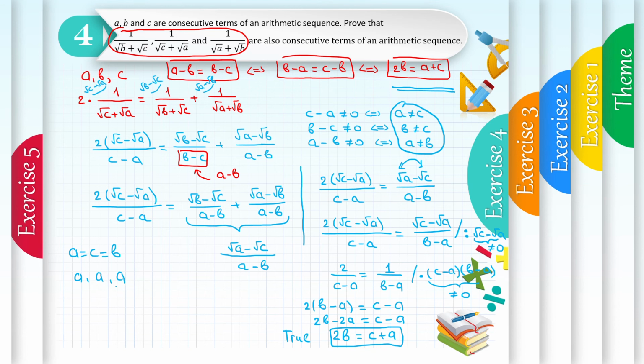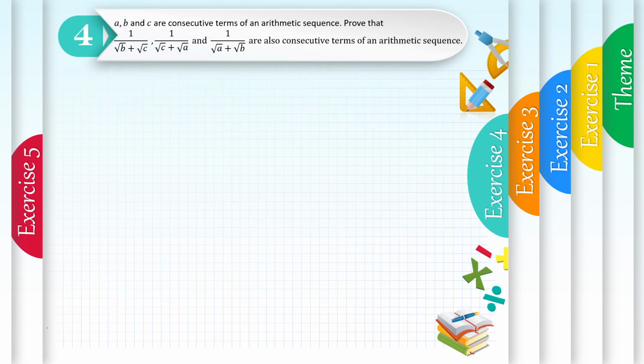and in case that a is equal to b is equal to c, then we have for sure that the terms 1 over the square root of b plus the square root of c will have the form 1 over 2 the square root of a. The second term will be the same, 1 over 2 the square root of a, and the third 1 over 2 the square root of a, which for sure is also a constant sequence, which is an arithmetic sequence. So in this way we proved exercise number 4.